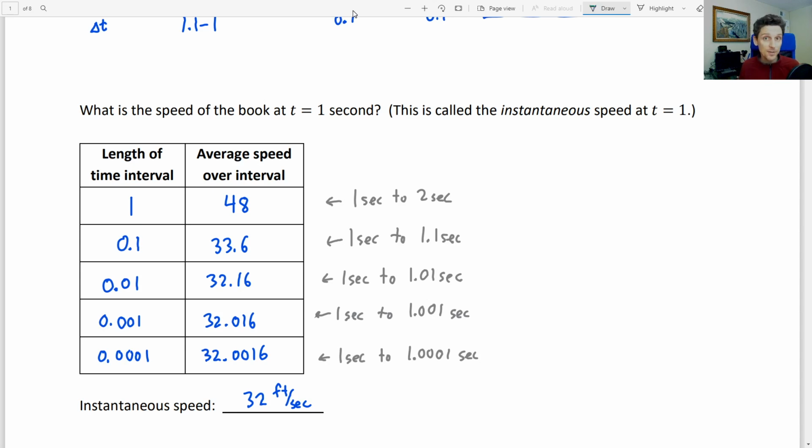Now it's important to note that average speeds don't help here. So I'm going to put this note on the side. Note: average speeds don't work here.